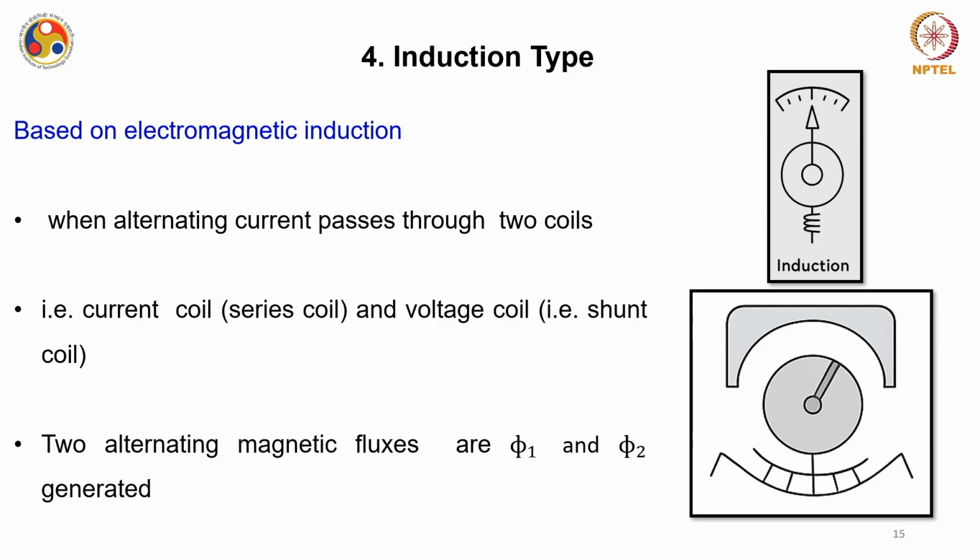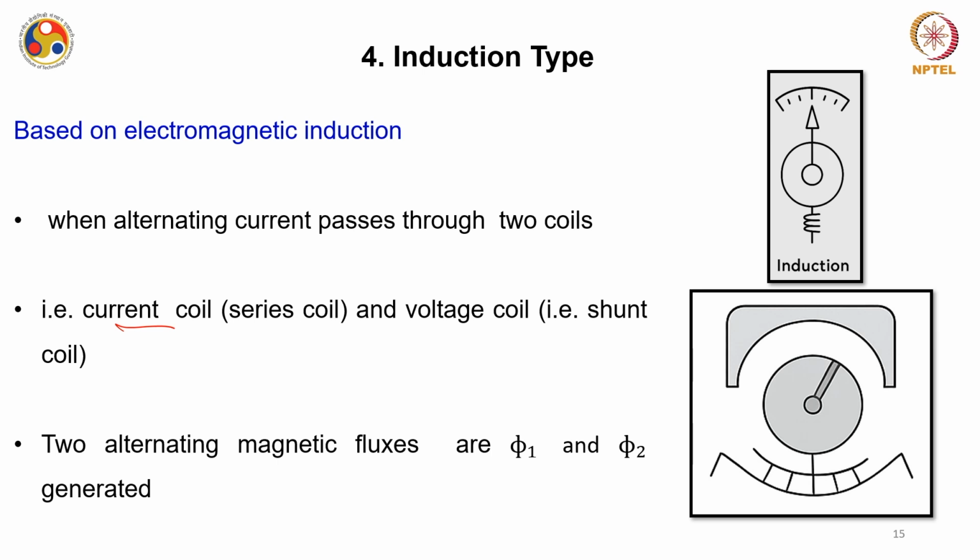Okay, these induction type of instruments are based on electromagnetic induction. So when an alternating current passes through two coils, I am naming them as current coil, which is basically a series coil in the system. We'll discuss what a current coil and voltage coil, or series coil and shunt coil, are when we talk about electromagnetic induction. But for the time being, let's assume that the device has two different coils. One is called the current coil, which is also known as the series coil, while the other one is the voltage coil, also called the shunt coil, okay.